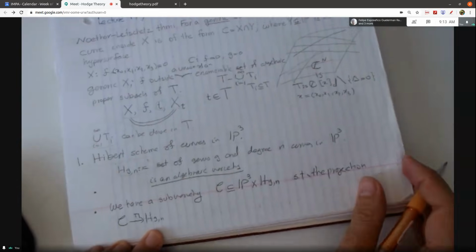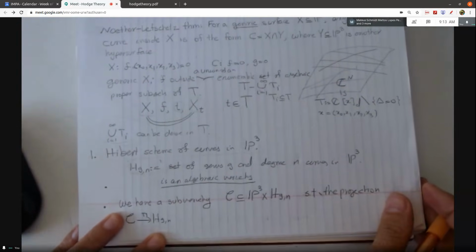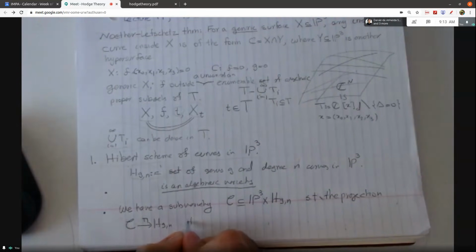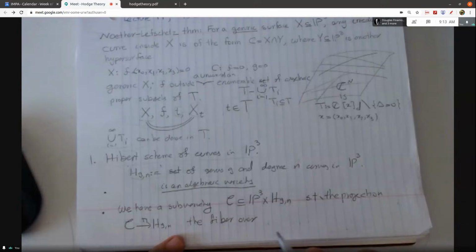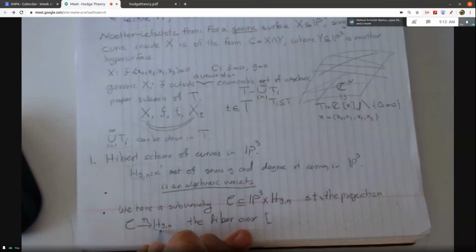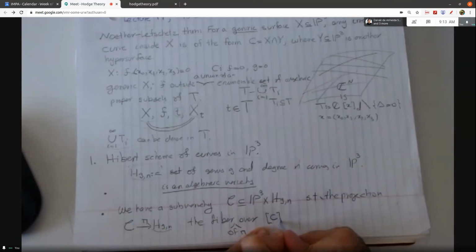And okay, and the fiber over, so let's again by abuse of notation, let's write this one over the curve. So you remember that the fiber of P over, let's say, the curve C is the C itself.